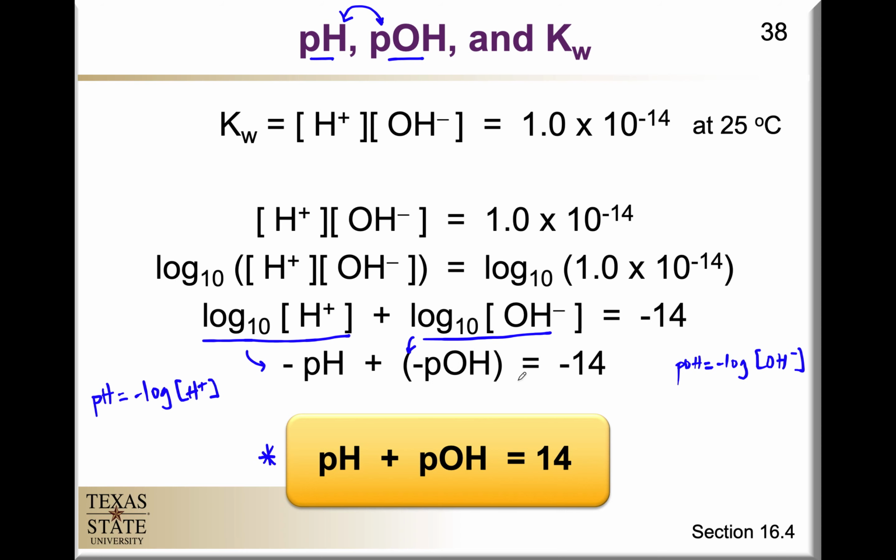And if you multiply all of that equation by negative 1, you arrive at the equation that we have at the bottom, which is the fact that the pH plus the pOH is equal to 14.